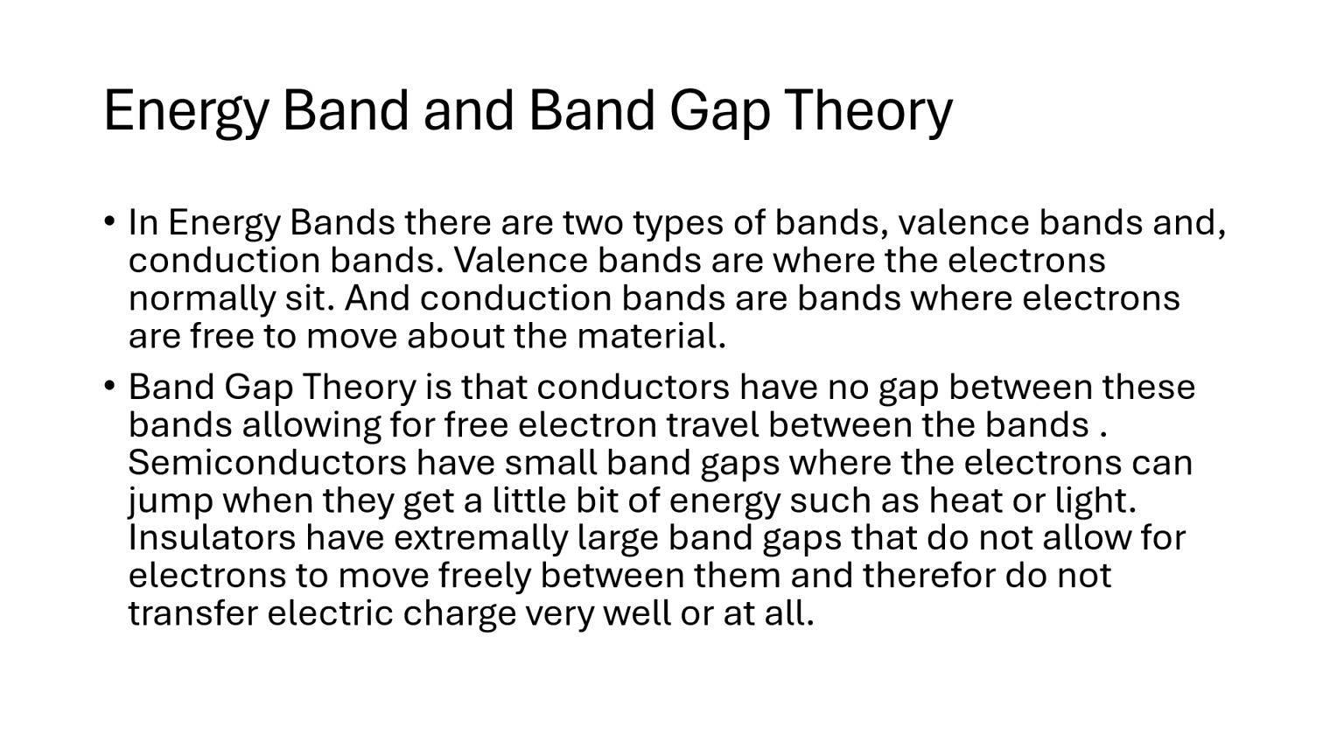Band gap theory is that conductors have no gap between these bands, allowing for free electron travel between the bands. Semiconductors have small band gaps where the electron can jump when they get a little bit of energy through things such as heat or light. Insulators have extremely large band gaps and do not allow for electrons to move freely between them, and therefore do not transfer electric charge very well or even at all.